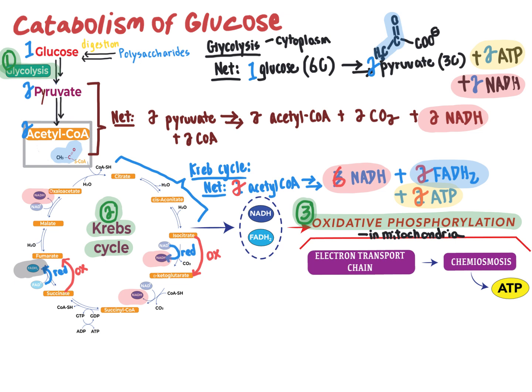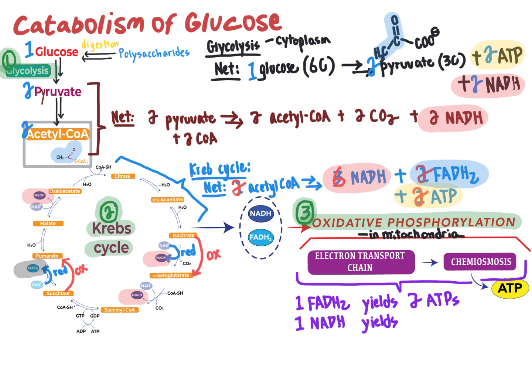If a single molecule of FADH2 passes through the electron transport chain and chemiosmosis, that will yield 2 ATPs. So every molecule of FADH2 results in the generation of 2 ATPs in perfect metabolism. On the other hand, every 1 molecule of NADH that passes through full oxidative phosphorylation will generate 3 ATP molecules.